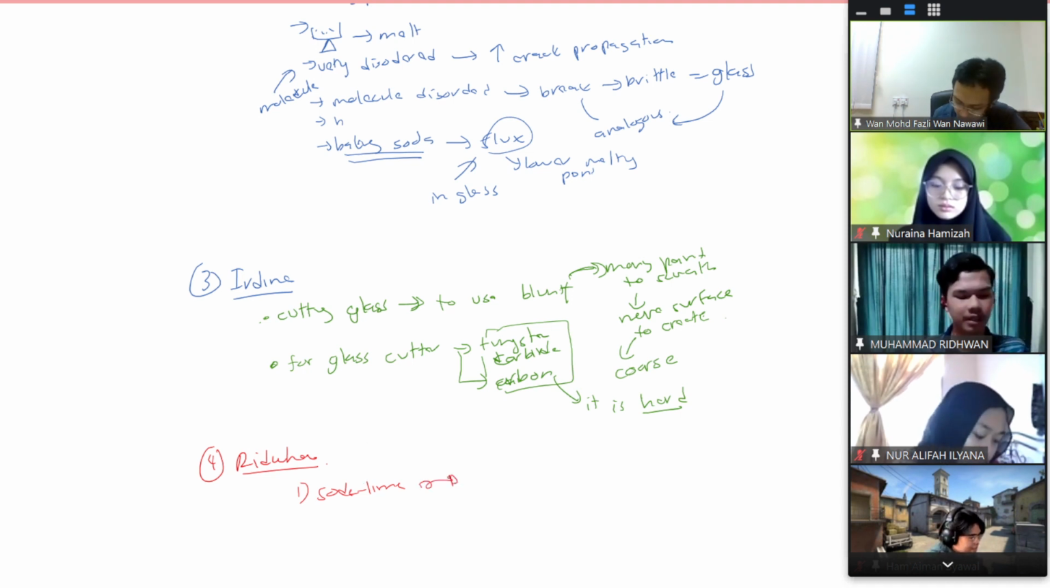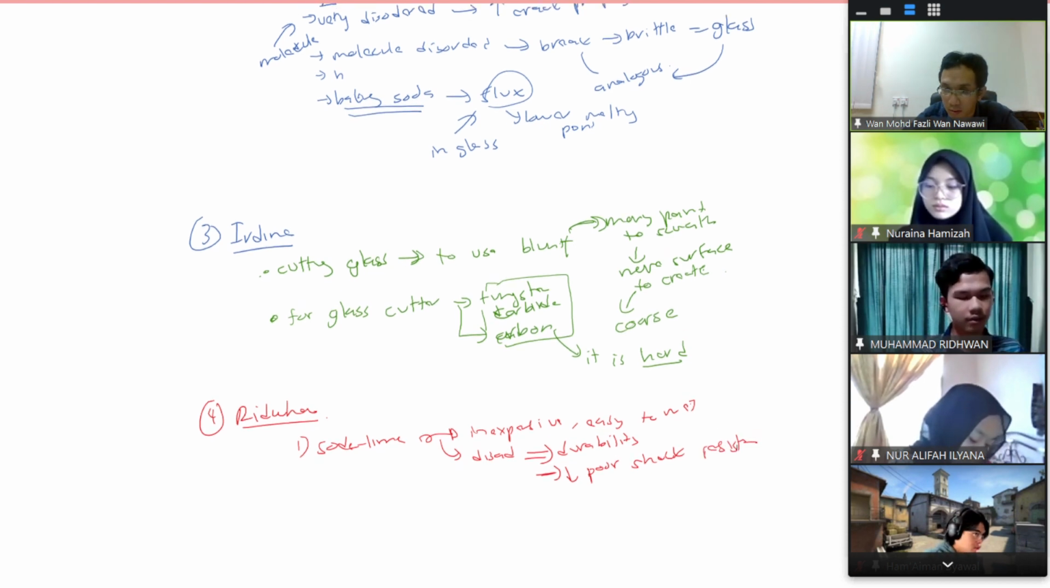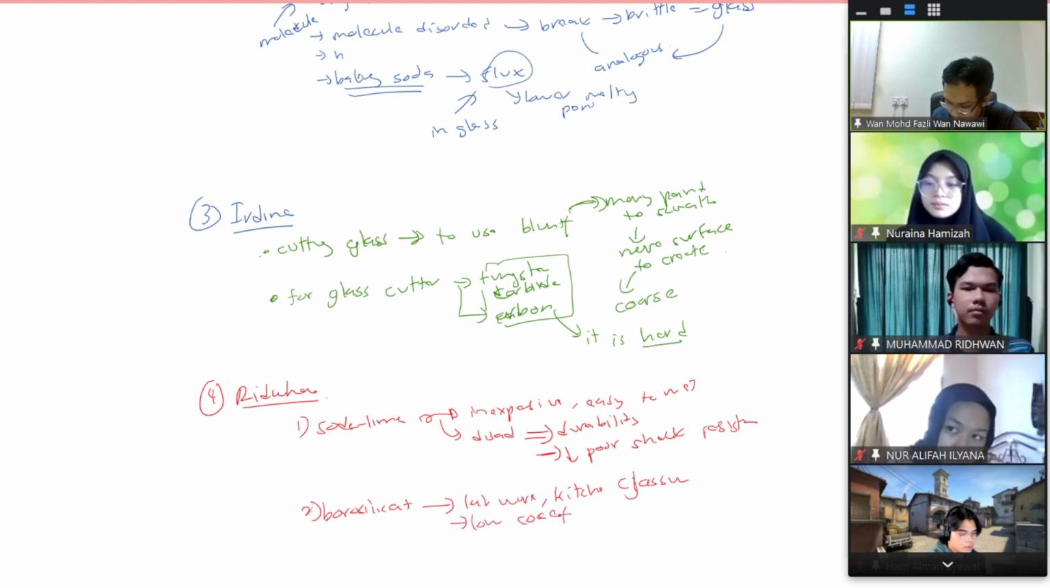So the soda lime glass, the advantage is that it is inexpensive, easy to melt, and widely used in manufacturing. While the disadvantages of soda lime glass are poor durability, poor thermal shock resistance, and a larger coefficient of thermal expansion. And the second type of glass is borosilicate glass. For example, it is used for labware and kitchen glassware. So the advantage is very good thermal resistance and a low coefficient of thermal expansion. Okay, thank you.